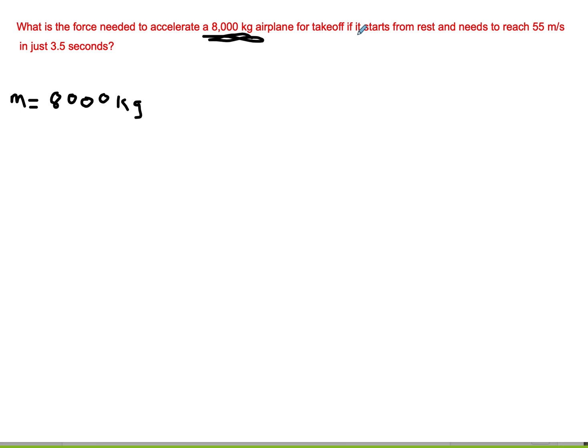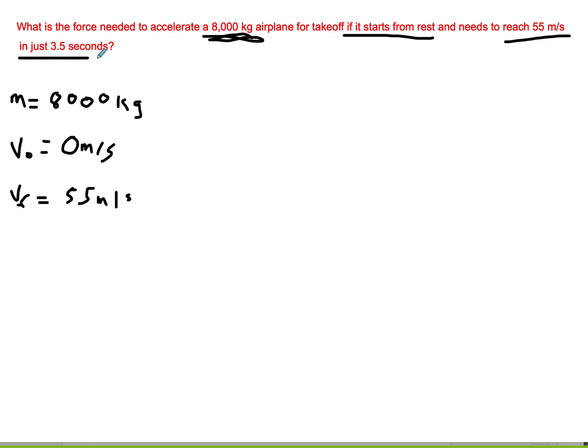Okay. We know that the airplane, when it's taking off, starts from rest. So we know its starting speed. It's going to be 0. So this problem is actually a lot like the last problem. Seeing a pattern here. It needs to reach 55 meters per second to take off. So its final speed is going to be 55 meters per second. And it has to do that in 3.5 seconds.